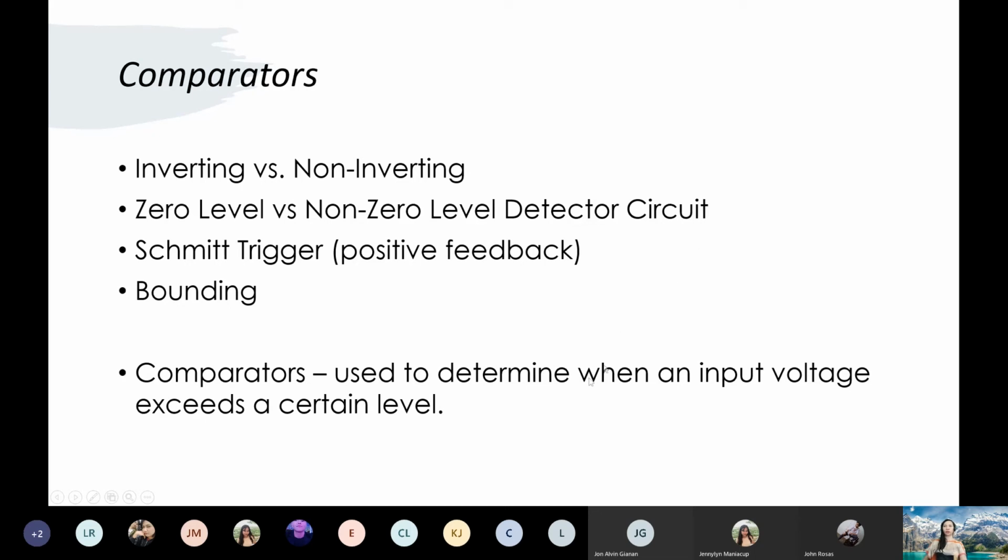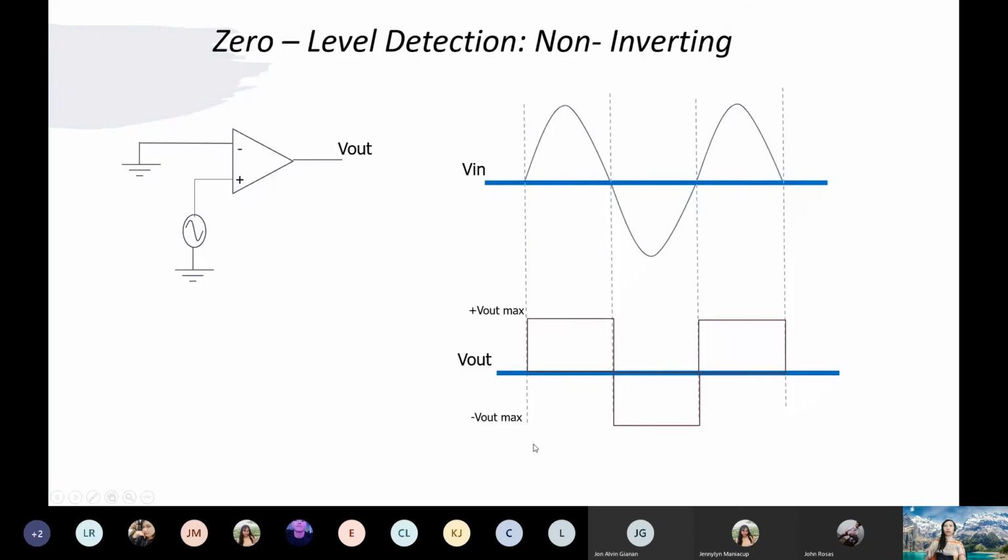So comparators is used to determine when an input voltage exceeds a certain level. So parang on and off lang yung comparators, no? Yan, on and off switch, but using op-amp. Okay, so example here. This is zero level detection.